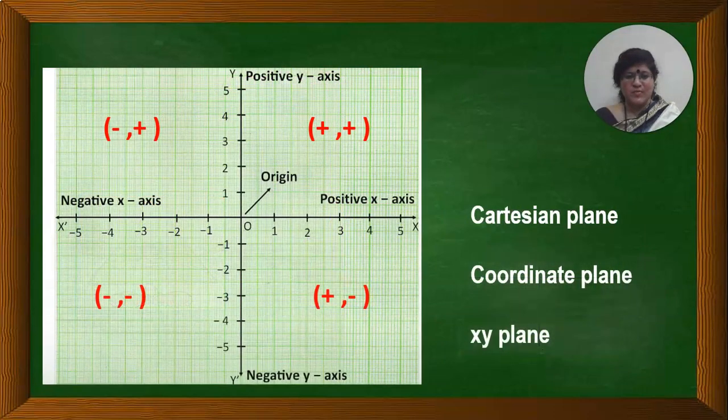Now from coordinate geometry, you have to remember these terminologies. Cartesian plane, which is also called the coordinate plane or the XY plane. This entire plane is divided into four parts. Each such part is called a quadrant. And when the x-axis and the y-axis intersect at point O, this is the origin. And the coordinates of the origin are 0, 0.